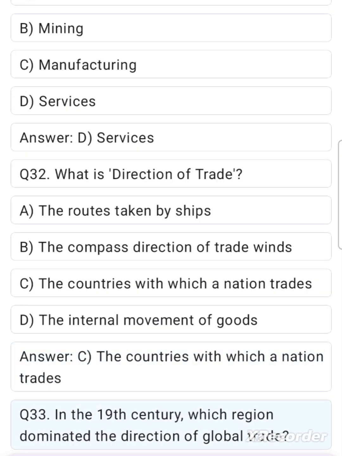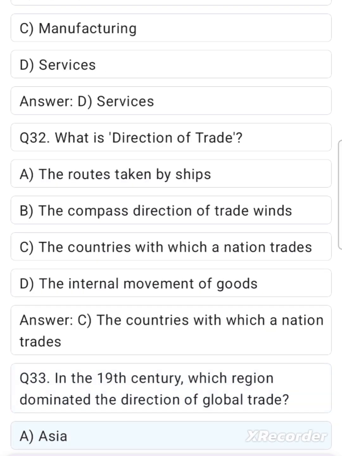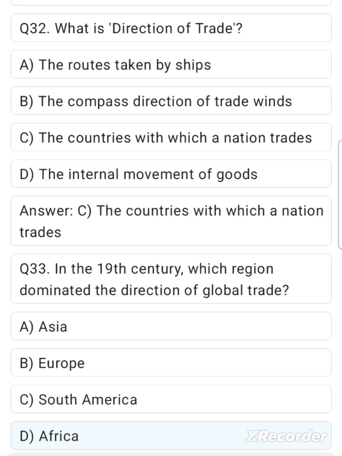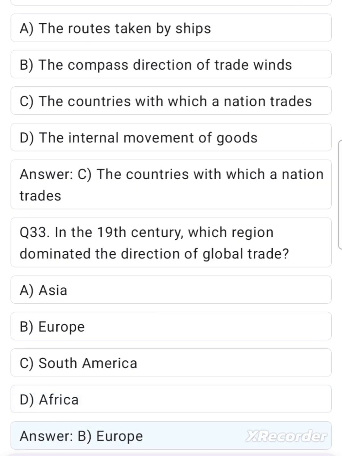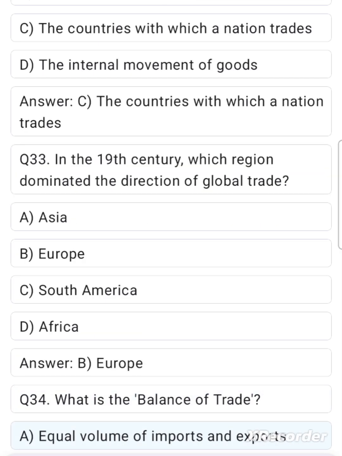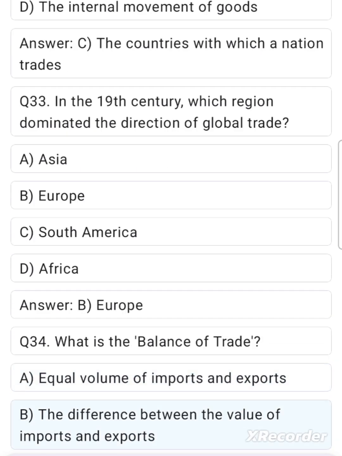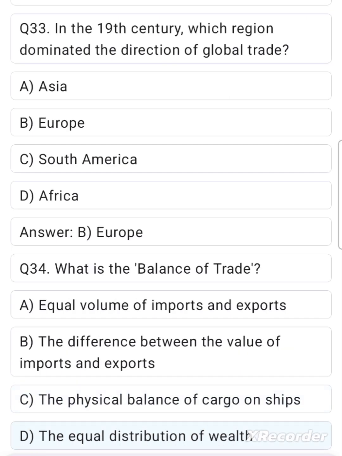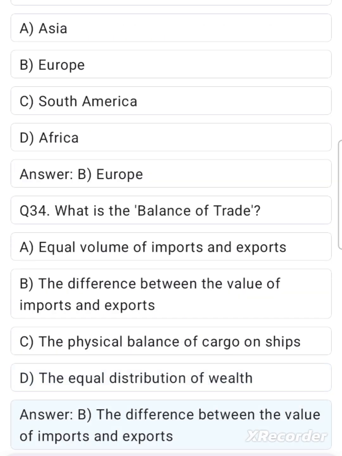Q33. In the 19th century, which region dominated the direction of global trade? A. Asia. B. Europe. C. South America. D. Africa. Answer. B. Europe. Q34. What is the balance of trade? A. Equal volume of imports and exports. B. The difference between the value of imports and exports. C. The physical balance of cargo on ships. D. The equal distribution of wealth. Answer. B. The difference between the value of imports and exports.